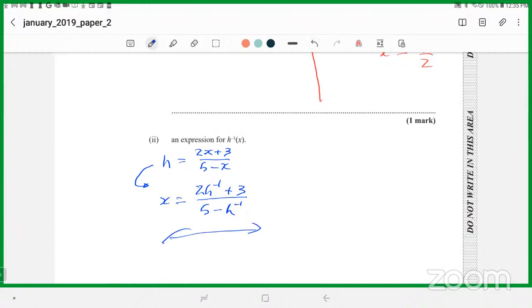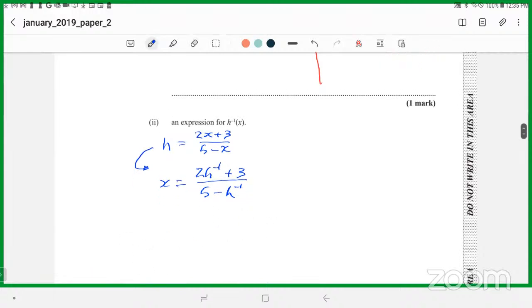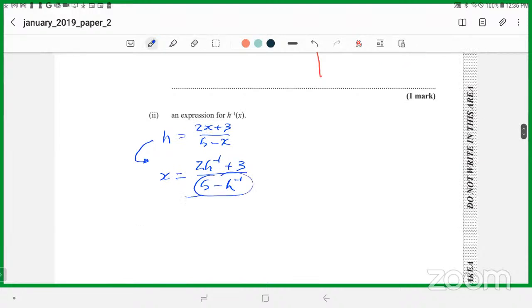And then the whole business now is to transpose to make h to the minus 1 the subject. So if we expand it out into separate terms, then group everything with h to the minus 1 on one side of the equation, then factorize it out to get the one instance of it in the equation. So I'm going to take this denominator first and multiply it across by the x. So it's going to become the x times this and the x times that. The x times the 5 is 5x. And the x times the minus h to the minus 1 becomes minus x h to the minus 1. That is all equal to this numerator, which is left, 2h to the minus 1 plus 3.